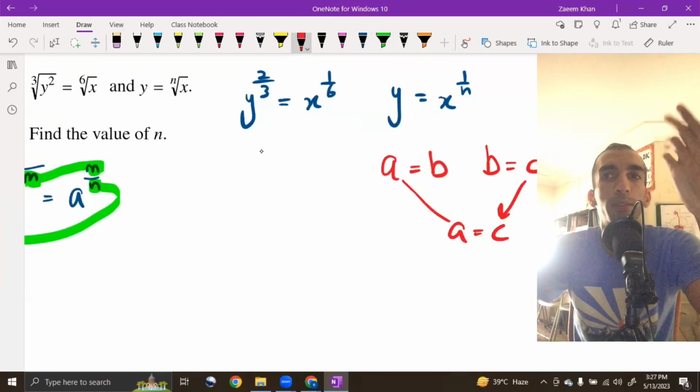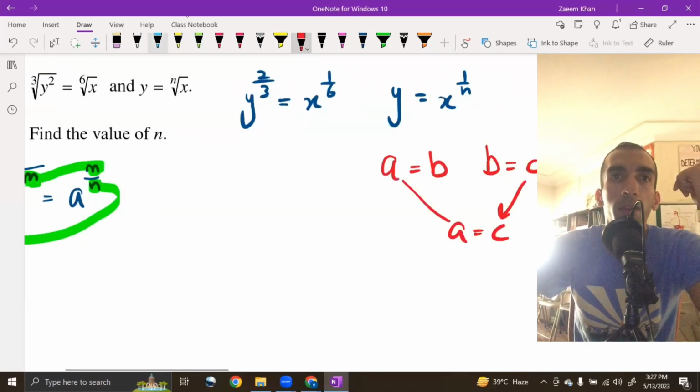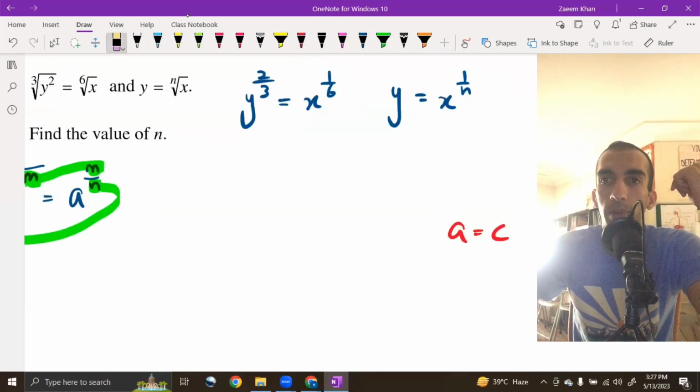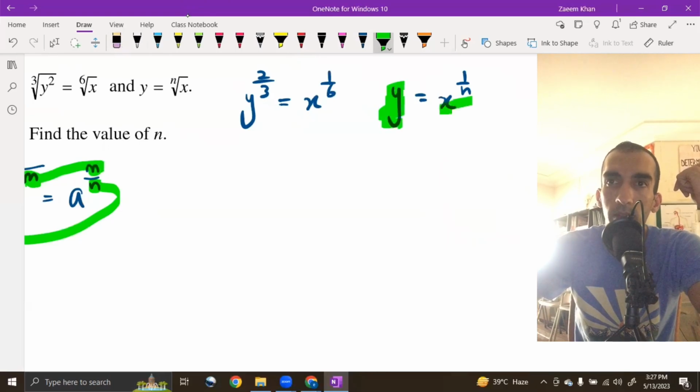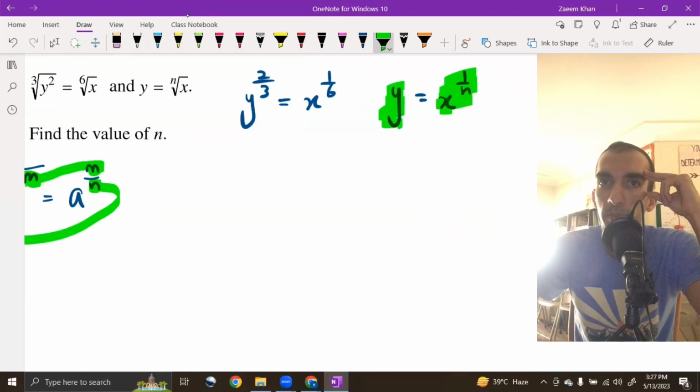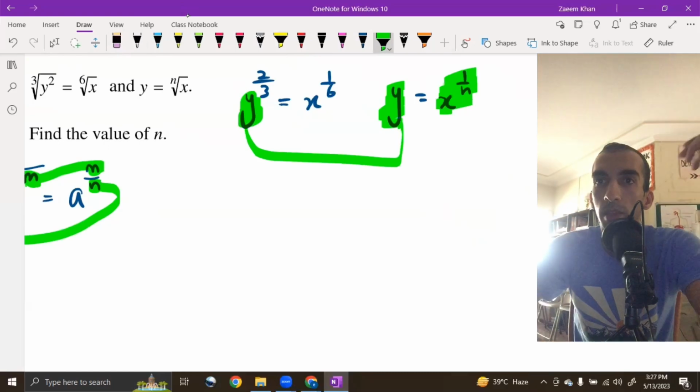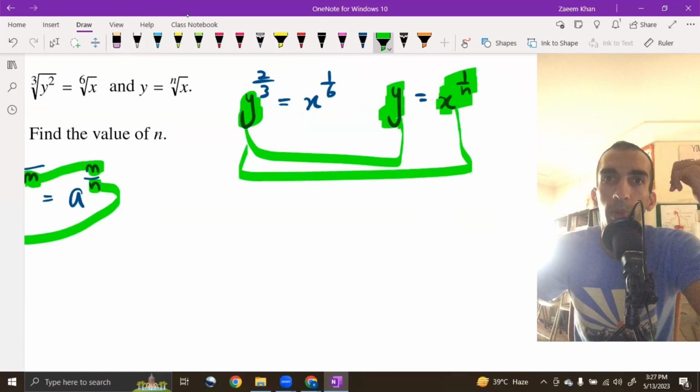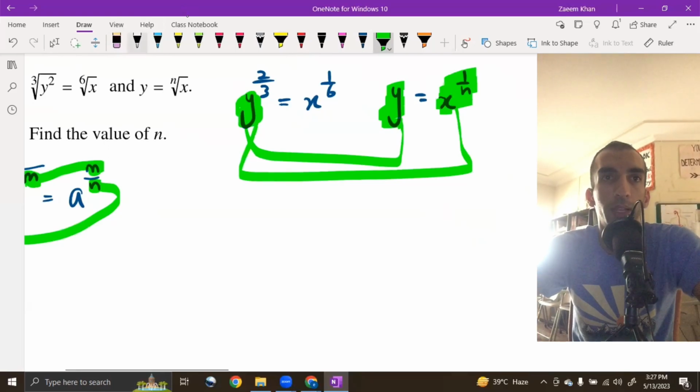Yeah. That makes sense, right? If I were to tell you, now watch closely, y is equal to x raised to the power 1 over n. Can I say this y was equal to this y? Right. Can I also say this x raised to the power 1 by n is also going to be equal to this? That's exactly what we're going to do.